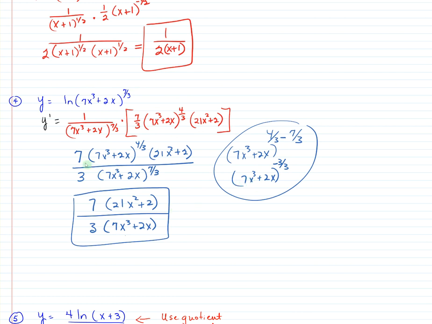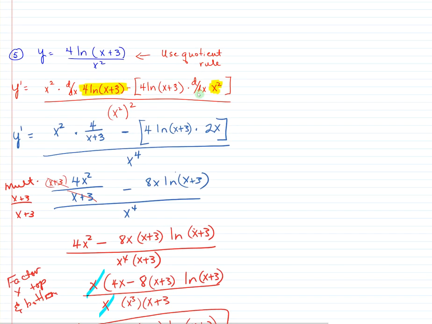So our final answer, we have 7 on the top. We have this on the top. This in the middle here has all become just one of these 7x cubed plus 2x, and the 3 is on the bottom. So this is what we have for the final answer. It was just this algebra in here that we used to clean up this middle part.